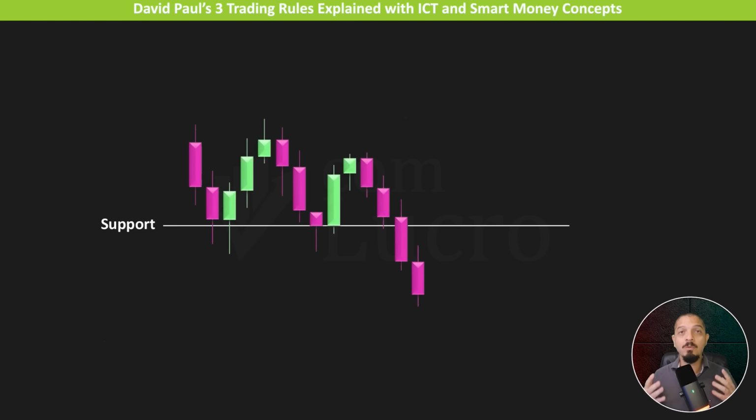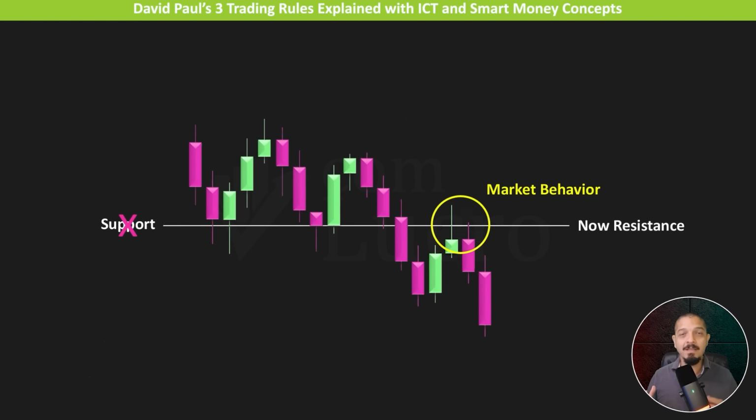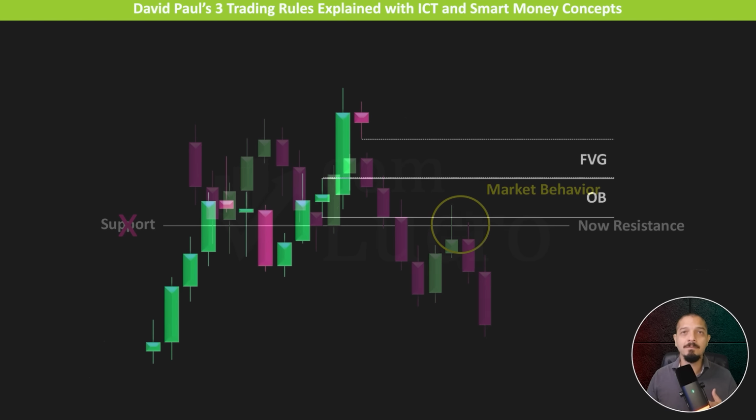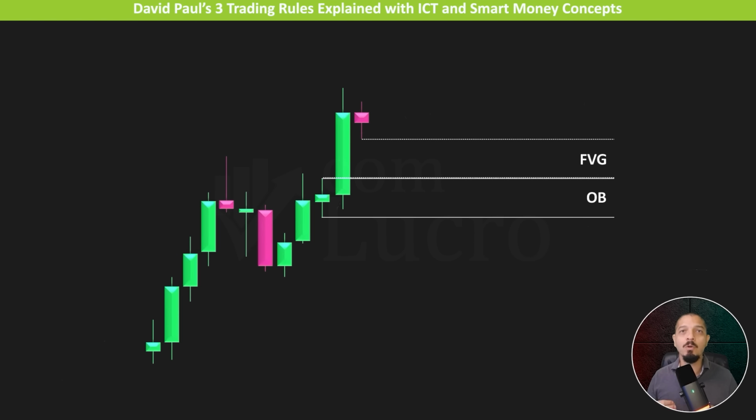Let us start with the breaker block. A breaker block forms when a valid order block fails and flips into a new supply or demand zone on the chart. In basic price action, we already know this behavior well. When price breaks through support, that same level often acts as resistance later, simply because of how traders react to it. The same principle applies to order blocks.